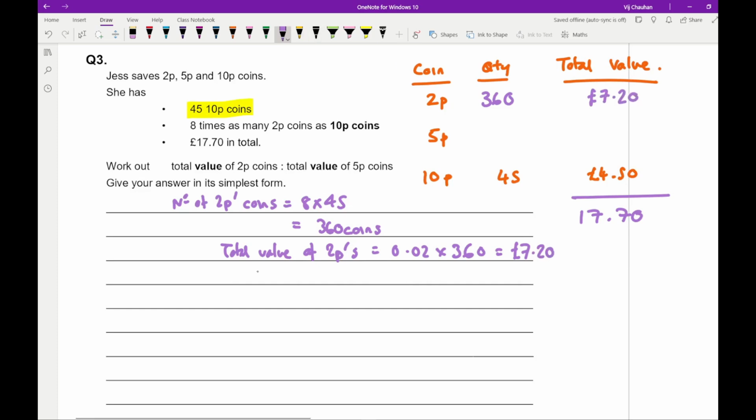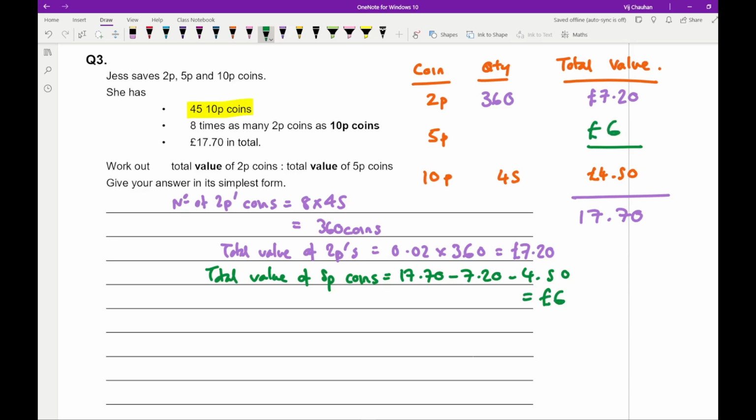So from this, I can then work out the total value of 5p coins, which is going to be £17.70 minus £7.20 minus £4.50, and that's going to come up to a total of £6.